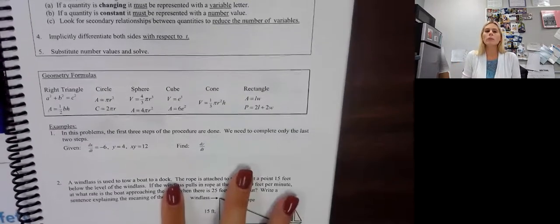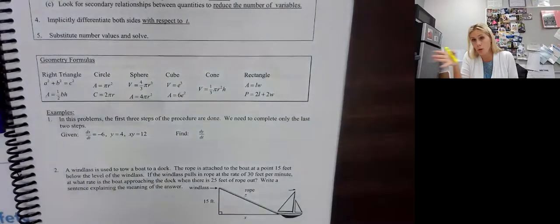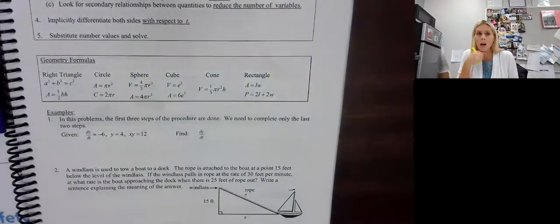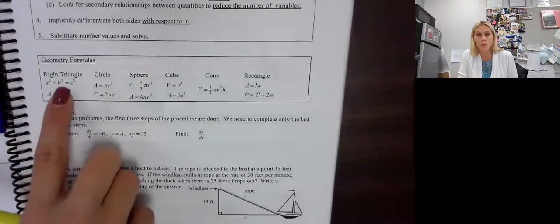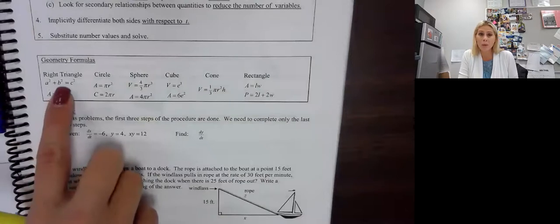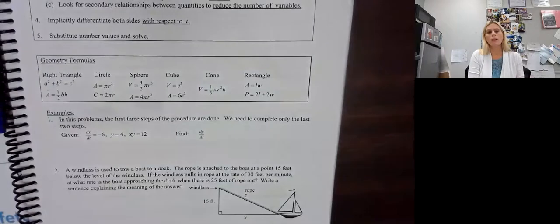Down below here are some geometry formulas that you might use throughout these story problems, okay? You'll see that the right triangle is really a big one we use. Another one we use a lot is the cone, okay? So let's see what we can do right here.